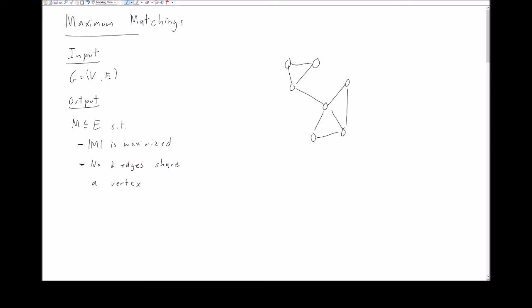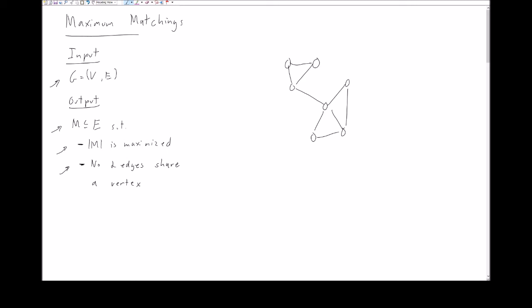very insightful. So the maximum matching problem, we're given as input a graph. That's the only input. The objective is to find some set of edges M so that the cardinality of M is maximized, and no two edges share a vertex. This second property is the property of a matching. In a matching, no two edges share a vertex.